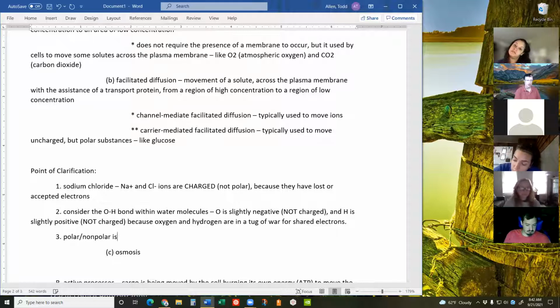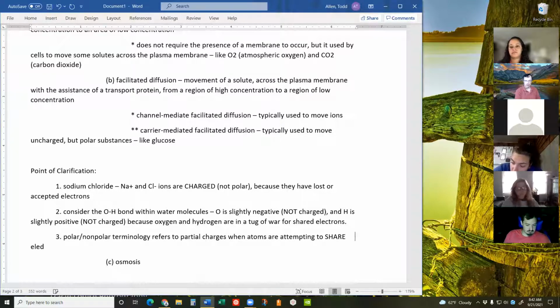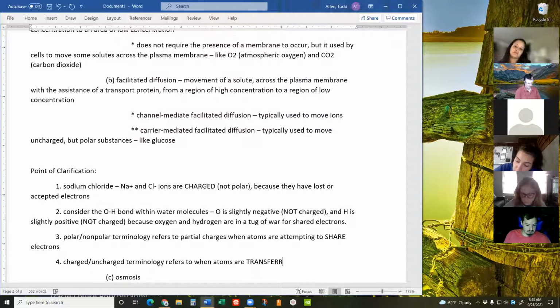Polar, non-polar terminology refers to partial charges when atoms are attempting to share electrons. Charged versus uncharged terminology refers to when atoms are transferring or accepting electrons, but not sharing them.